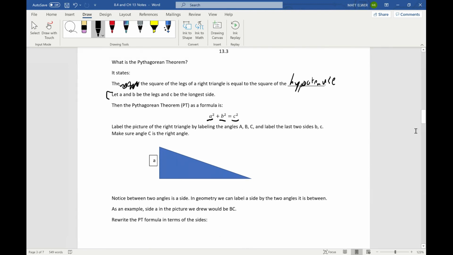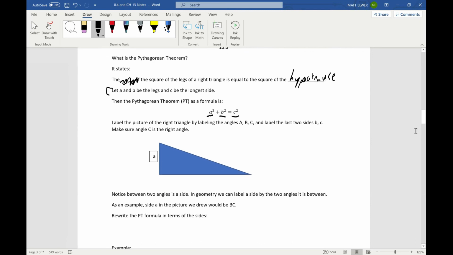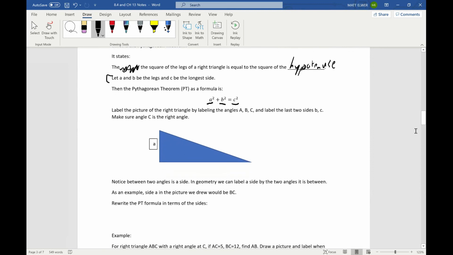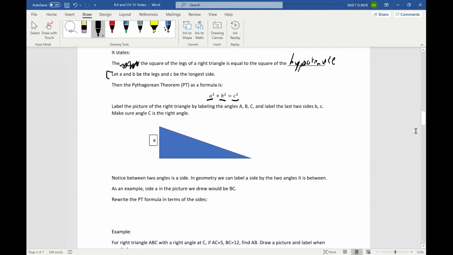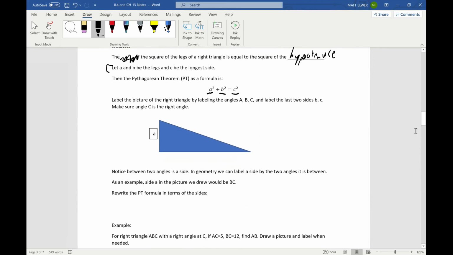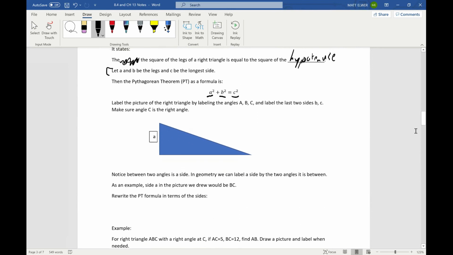And if I want to visualize that, we're going to do that with this picture. We're going to label the right triangle, and we're going to label the angles A, B, and C, and then label the last 2 sides B and C. Okay. And then the last thing we want to do is make sure that angle C is the right angle. So a right angle is going to be this one down here, where it's a 90-degree angle. We're going to label that C. Okay, so that's our right angle.